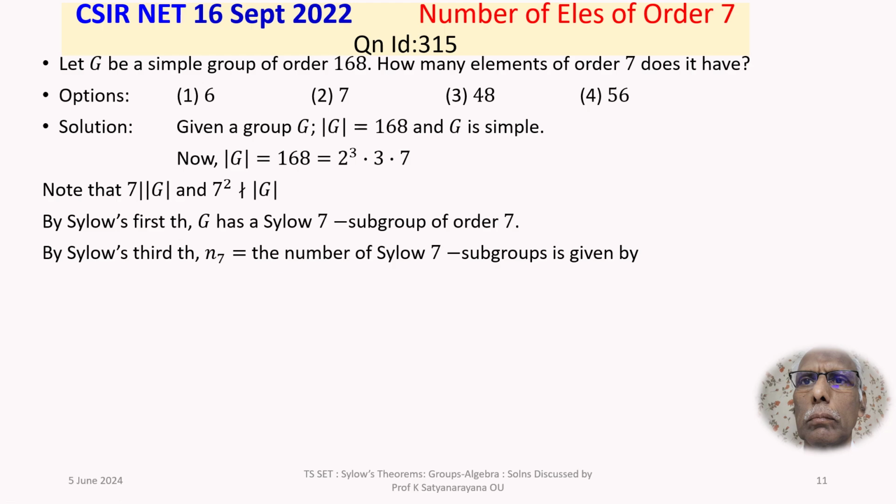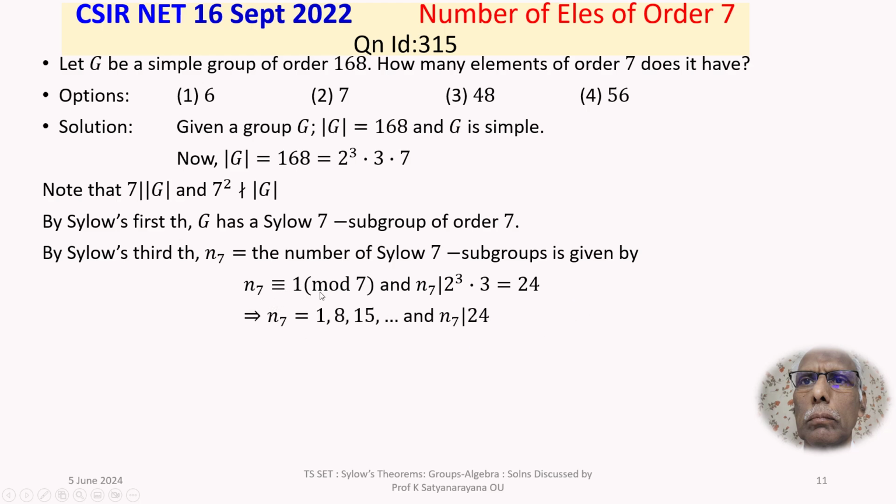By Sylow's third theorem, we can count the number of Sylow 7 subgroups, and it is given by n7. And n7 is congruent to 1 mod 7, and n7 divides the factor other than 7, that is 2 cube into 3. So n7 divides 24. Now n7 congruent to 1 mod 7 gives you 1, 8, 15, etc. From among them, we have to choose n7 dividing 24, and that gives n7 equal to 1 or 8.